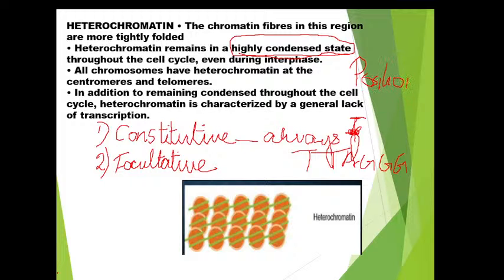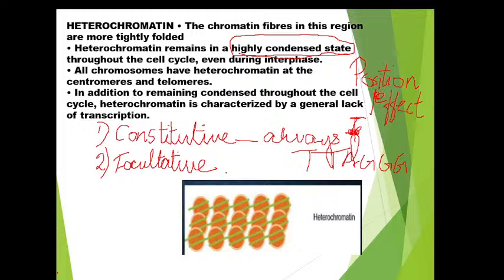Position effect means that when an active gene in a normal state moves near to this heterochromatin, that gene will become inactive, or silent. That is known as position effect. Important: position effect is when an active gene moves towards heterochromatin, it will become inactive. That's known as position effect.